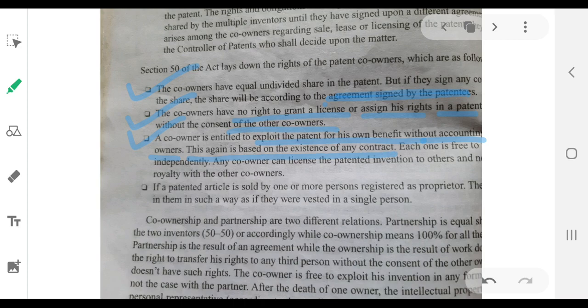Each one is free to use the invention independently. Any co-owner can license the patented invention to others and need not share royalty with other co-owners. Then, if a patented article is sold by one or more persons registered as proprietors, the rights are viewed as if they were vested in a single person.